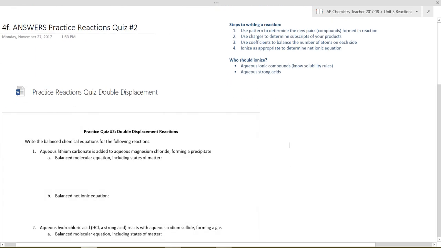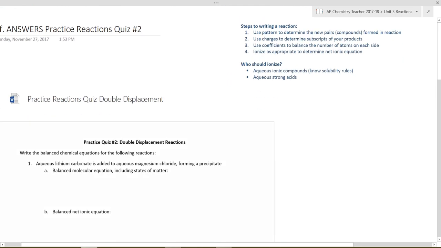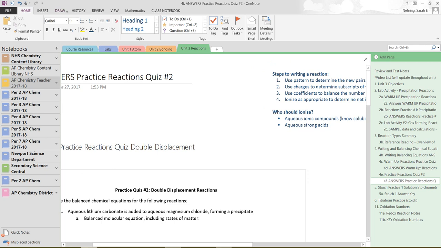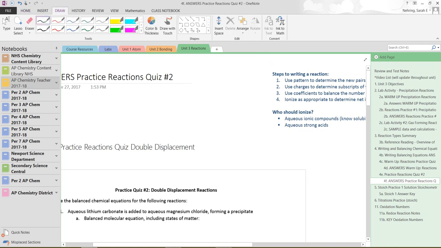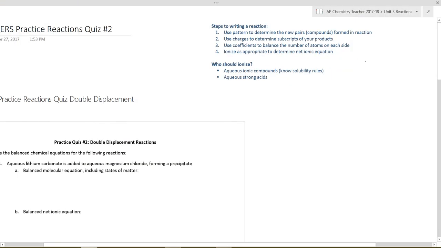Looking up here at the top, steps to writing out a reaction. First, use our pattern to determine what our products are. So basically, who are our new pairings, who are our new compounds. Then use charges to determine subscripts. Then, after you have the subscripts figured out, that's when you start using coefficients to balance. This order is very important here. You have to figure out what the subscripts are going to be before you start balancing. And then you're going to ionize as needed to determine the net ionic equation.